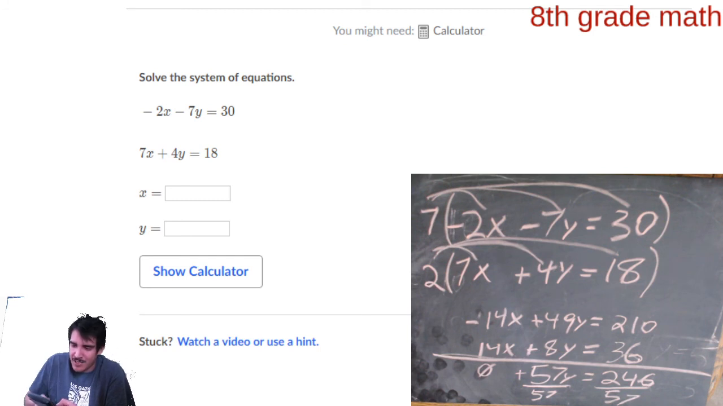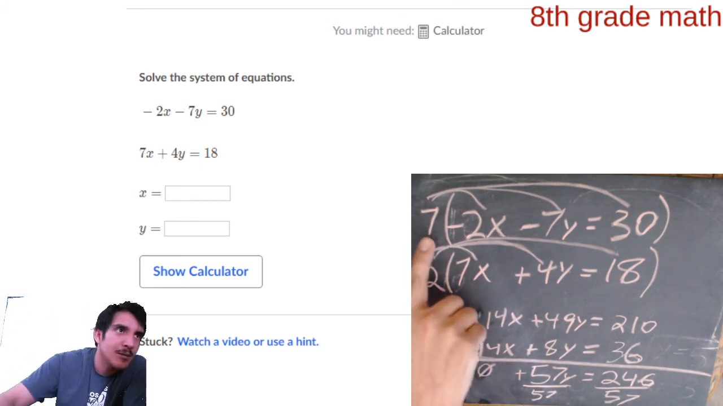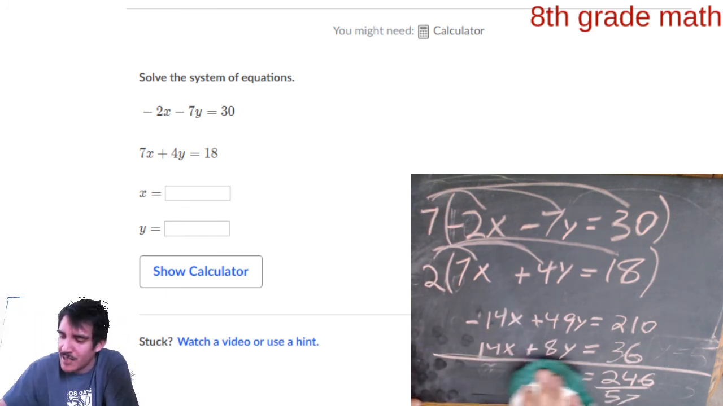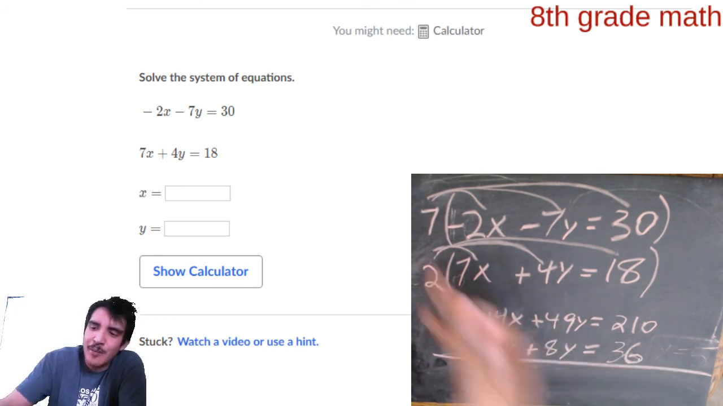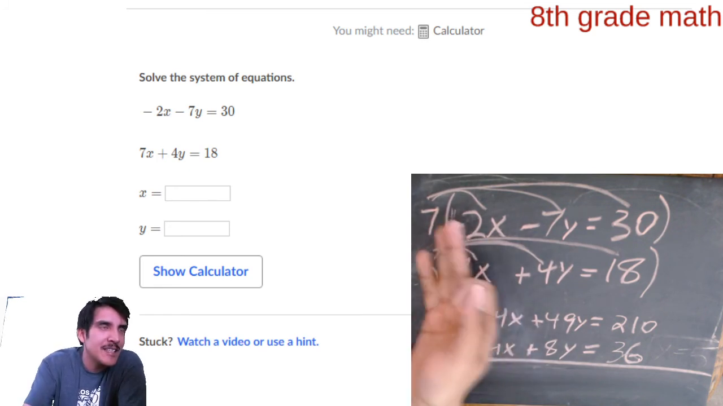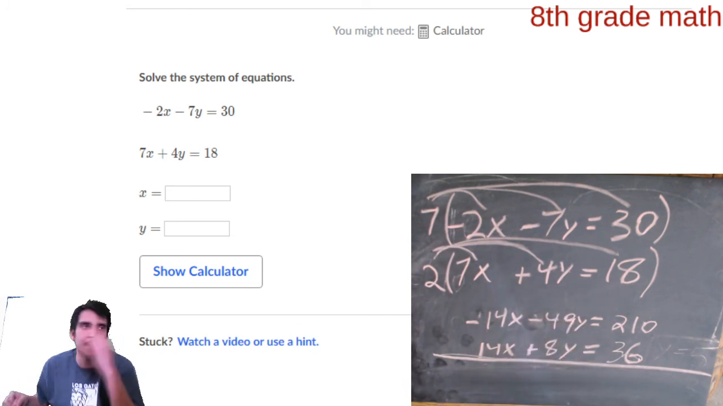Let's see, 246 divided by 57. You know what I did wrong? I found my mistake. I'm going to change something up right here, so hold up. Let me just erase that bottom part, because we don't have to erase much. And then let's go back to the first equation. 7 times negative 2x is negative 14x. 7 times negative 7y, I should have done minus 49y.